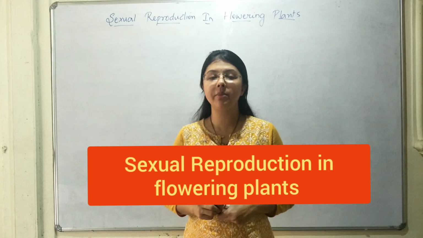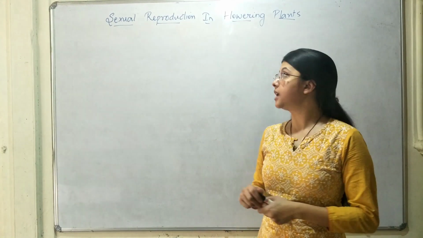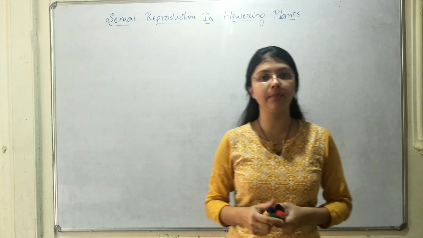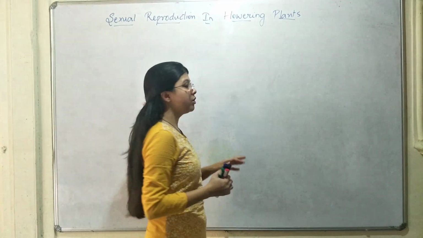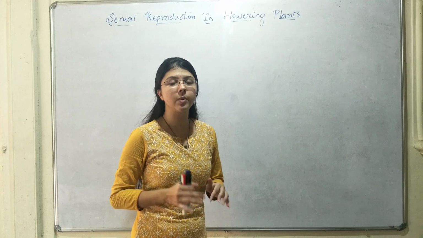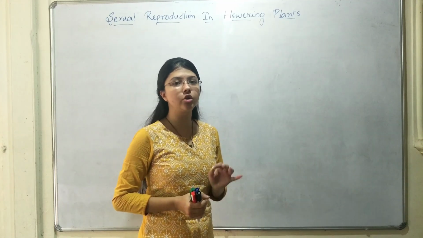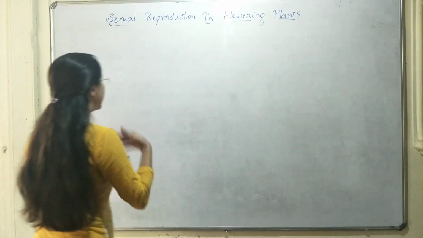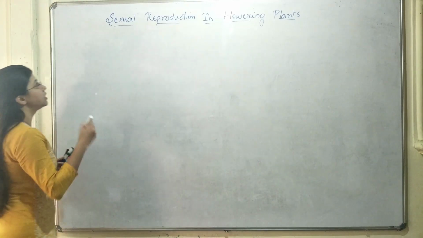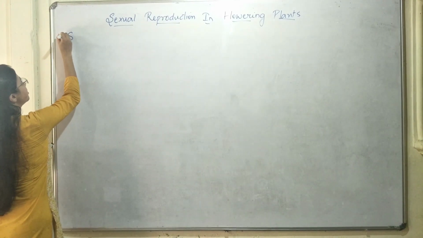Friends, today we will be discussing the second chapter of 12th standard, that is sexual reproduction in flowering plants. Now when I am saying that we are going to discuss the flowering plants, we will specifically discuss the angiospermic plants. Let us first start with the structure of flower.